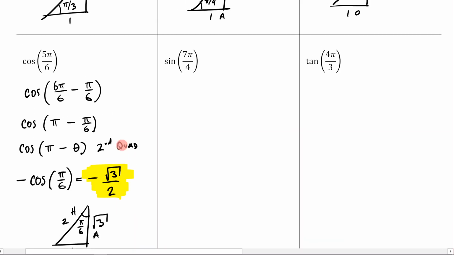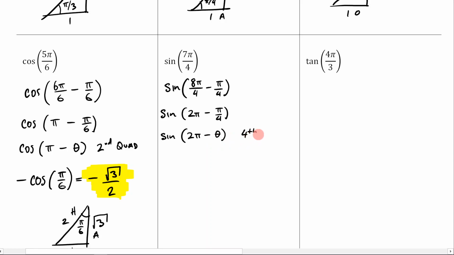Let's now move on to our next one. All right, so what we're going to do here is yet again break it up so it looks like something I'm familiar with. So we're going to go sine, and I'm going to go 8 pi on 4 minus pi on 4. Now sine of 8 pi on 4 is 2 pi minus pi on 4. And what I really want you to recognize here is that that is the same thing as this, 2 pi minus an angle. And we know that that corresponds to my fourth quadrant. So this is what we learned in our previous lesson about symmetry properties.